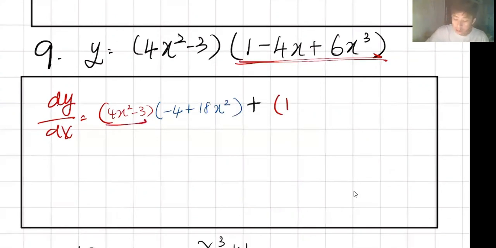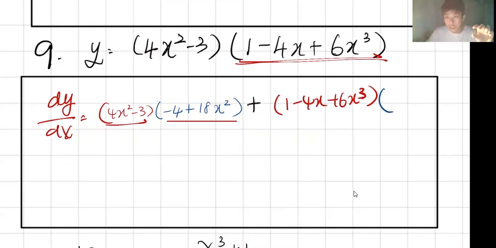Because just now I fixed the front and differentiated the behind, so now I do the opposite. I fix the behind: 1 minus 4x plus 6x cubed. I differentiate the front. How do I differentiate this thing? Differentiate this one first. It's the power rule. How do you use power rule? Bring the 2 in front for multiplication, 2 times 4, which gives me 8. Then the power I minus 1. So this is x to the power of 2, I minus 1, I get x to the power of 1, which is x.